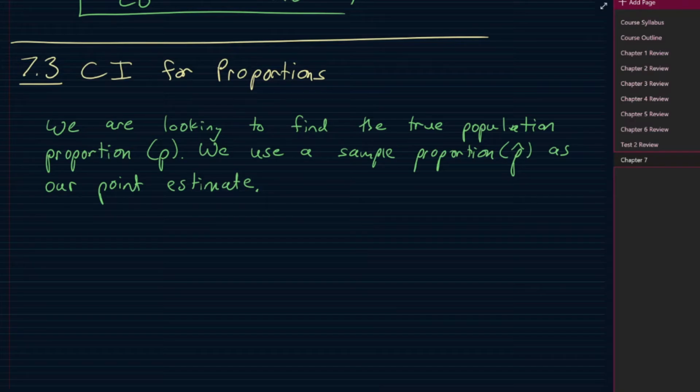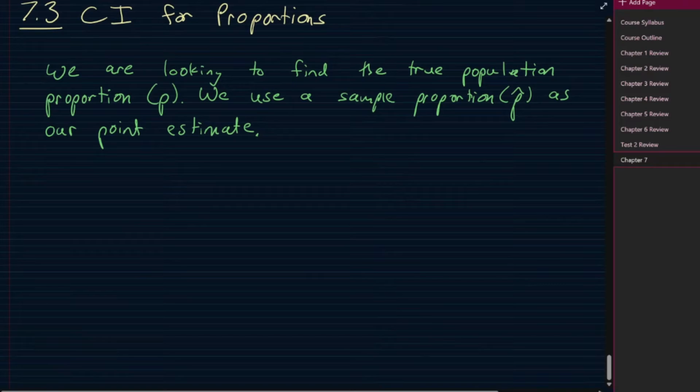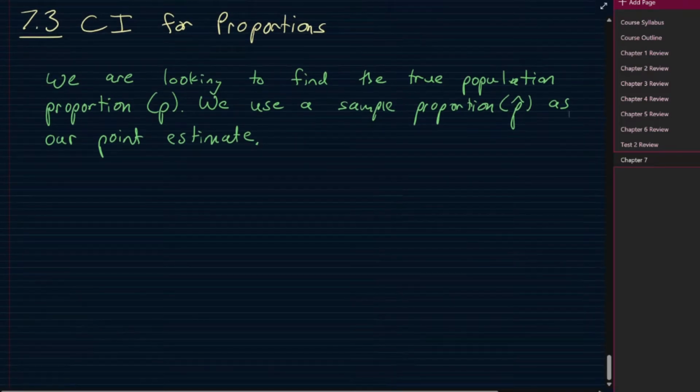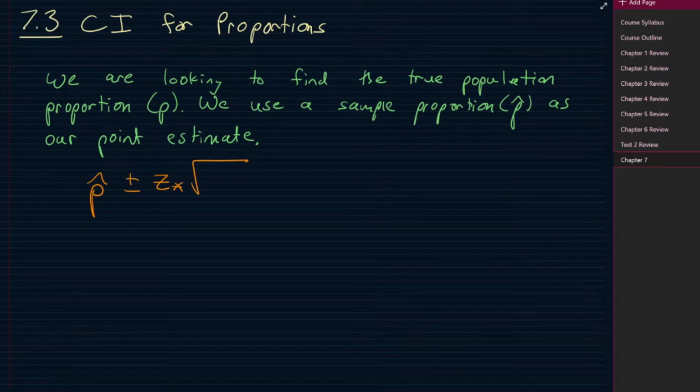Okay, so the formula is P hat, right? Our point estimator, plus or minus the margin of error. And the margin of error in this case, we're going to use the z-tables again. We go back to the z-tables. So it's z star times the square root of p hat q hat over n. That gives us the lower and upper bounds.